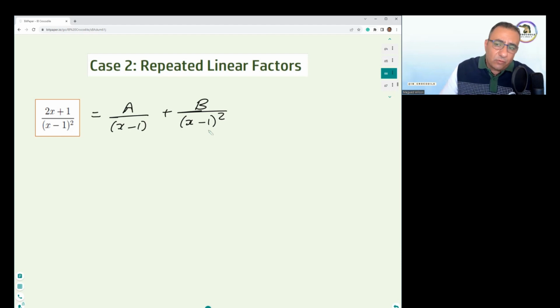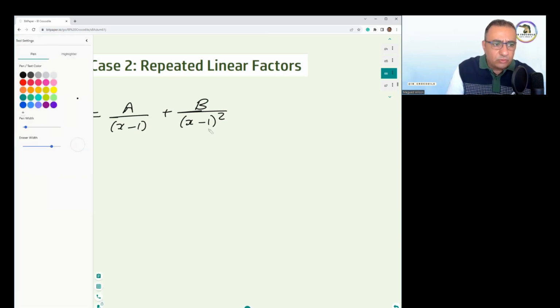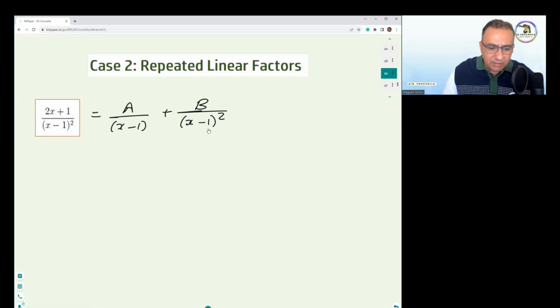And then work, if one of the constants is 0, it's fine. But this is the general form that you need to follow. Okay, so then I'm going to do the same thing. So I'm going to multiply both sides by x minus 1. Okay, so I'm going to multiply both sides by x minus 1 to the power of 2.